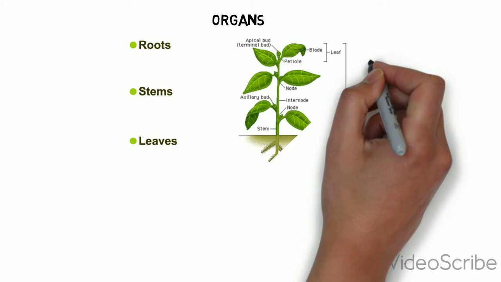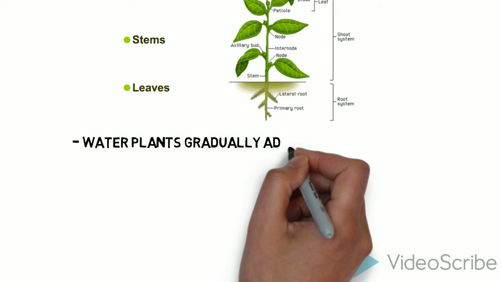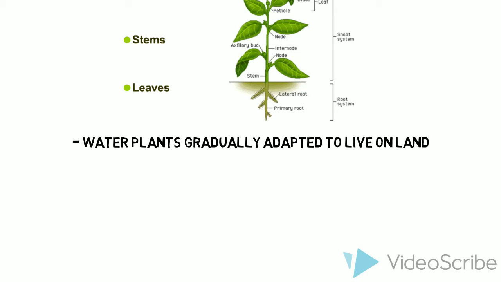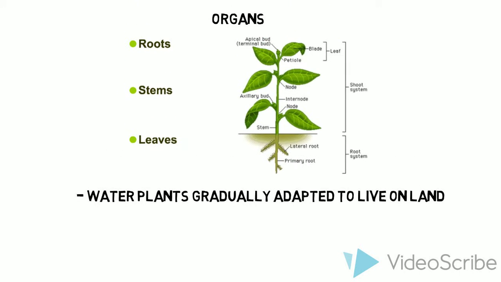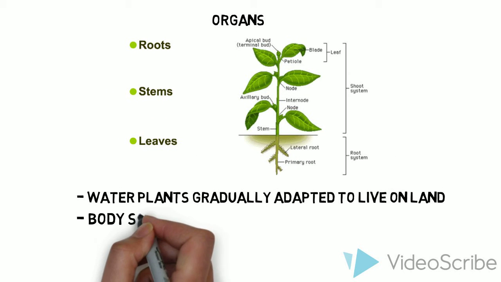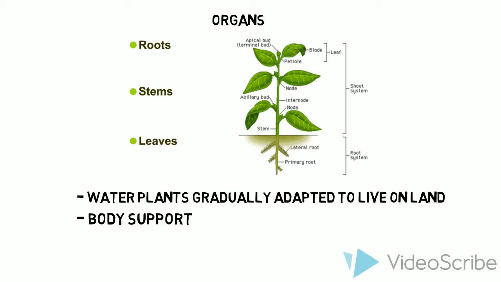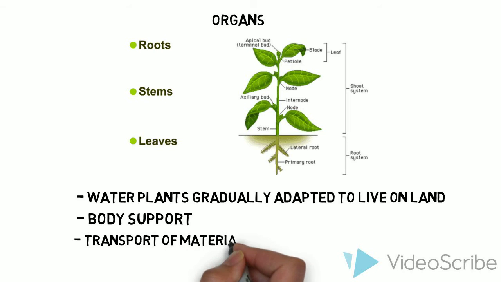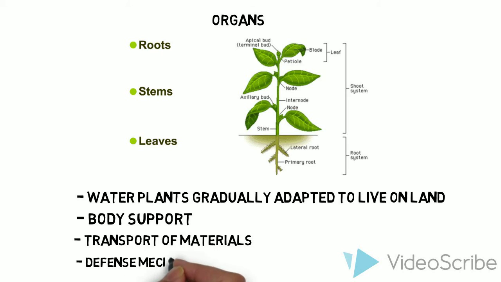If we specifically look at land plants, over time it was water plants that adapted to be able to live on land. Adaptations such as body support, the stem, and transport of materials, leaf veins, are just two examples of elements of plant organs that have changed to suit their environment. Many plants have also developed many ways to repel and deter predators, defense mechanisms including thorns, poisons, and spines. It is safe to say that the organ's ability to defend the plant from predators is one of the main reasons that they are the most important in the hierarchy.